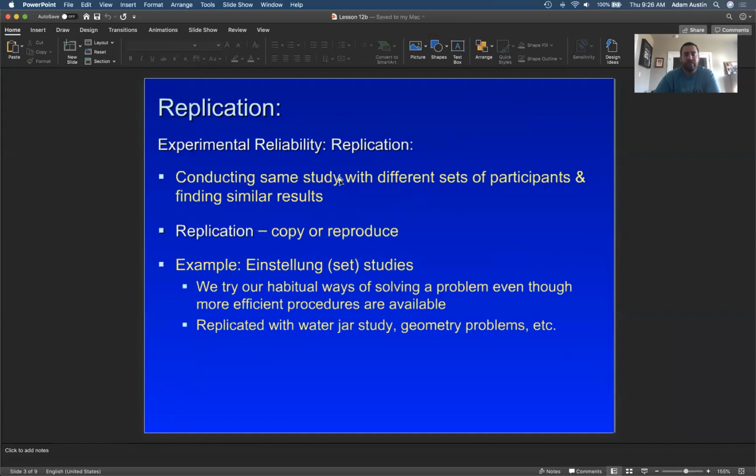So here, when we look at experimental reliability, replication: conducting the same study, different participants, and you find the same things. Replication, copy or reproduce. In psychology, it is unfortunately not done enough, so we run into replication issues quite frequently. And it's talked about, I know in your textbook, the reliability crisis, or excuse me, the replication crisis. And for good reason. It absolutely is a big concern of psychology.